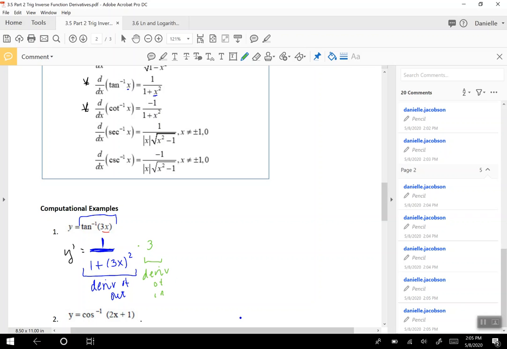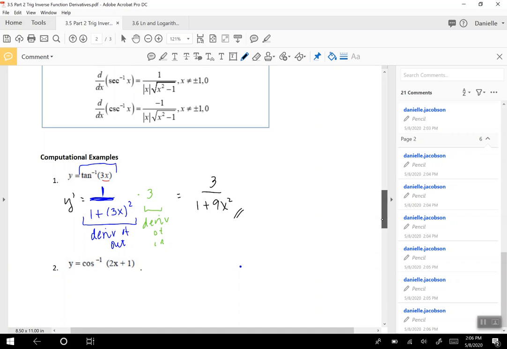Right, and that is all going to be equivalent to, I'll just write this out, 3 over, so you might as well just multiply the 3 in the numerator there, and then I'll spell this out as 1 plus 9x squared. And that would be my final answer. All right, let's try a couple more.